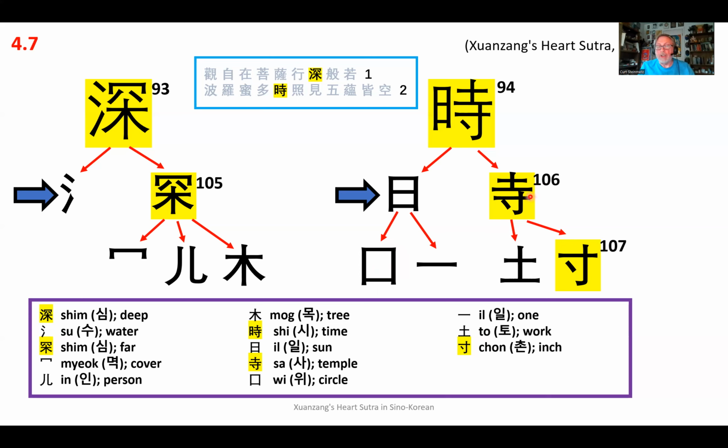So sa, the character for temple, has two components. To, which means to work, and wait a minute, is that to work, or is that to for earth? I think that's, I gotta check that out. Might have a mistake on that slide. And this is chon for inch.